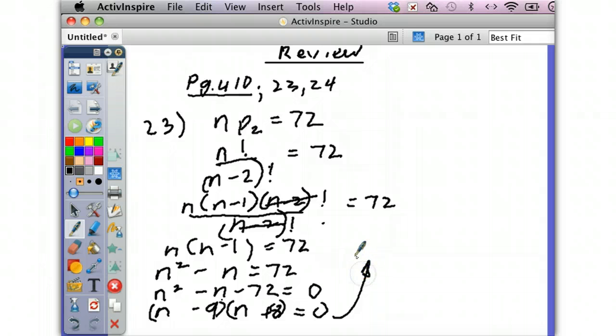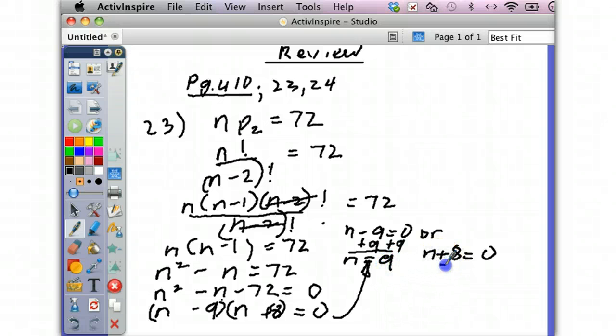And we've got one step left to finish this off. When we multiply two things together to get 0, either the first one has to be 0 or the second one has to be 0, because 0 times anything is 0. So either n minus 9 has to be 0, or what? n plus 8 has to be 0. Can we solve this? Yes. Add 9 to both sides. So n equals 9. I heard it, Jessica, loud and clear. n equals 9, or what? Subtract 8. Negative 8. n equals negative 8.